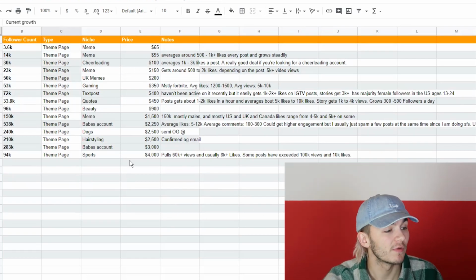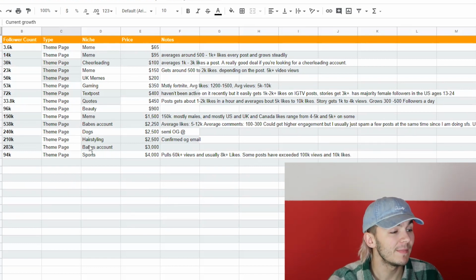I've put them in the order of the price, and these prices vary a lot. Most of the pages I've got are meme pages because those are the biggest and most popular on the market. Then there's a few babe accounts there. They've got a couple of quotes, text posts, gamings. So I'm just going to jump right through it.